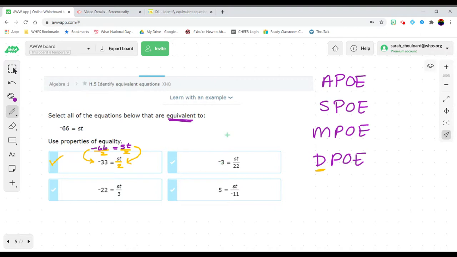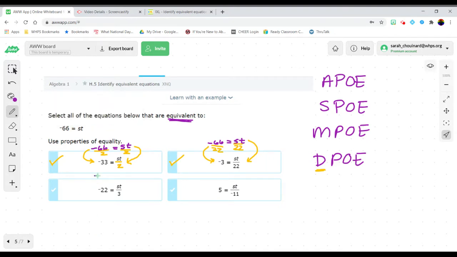Let's look at this next one. So I started with negative 66 equals 6T. To get from here to here, they divided by 22. So DPO says we also have to divide negative 66 by 22. That would give us negative 3, so that is equivalent.